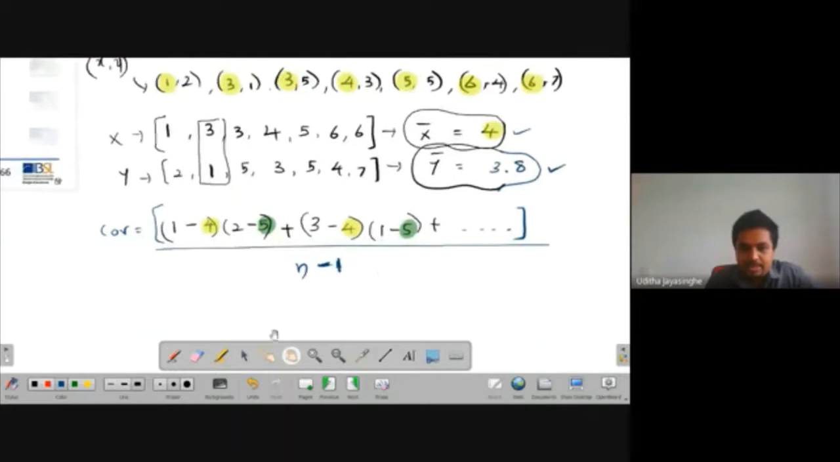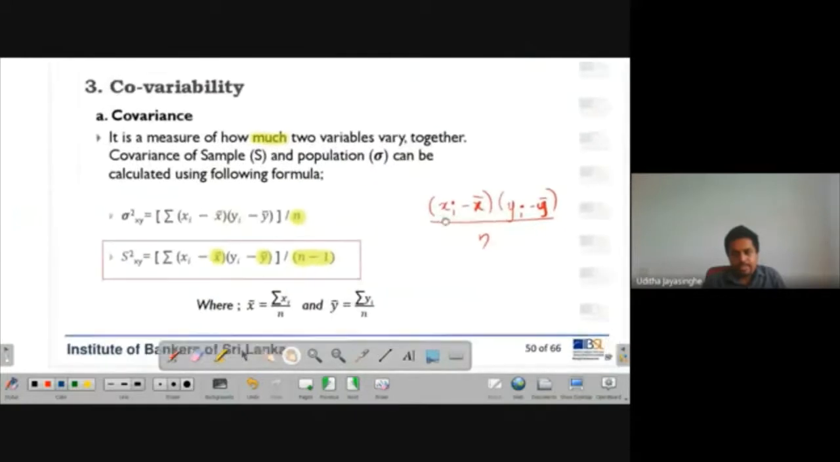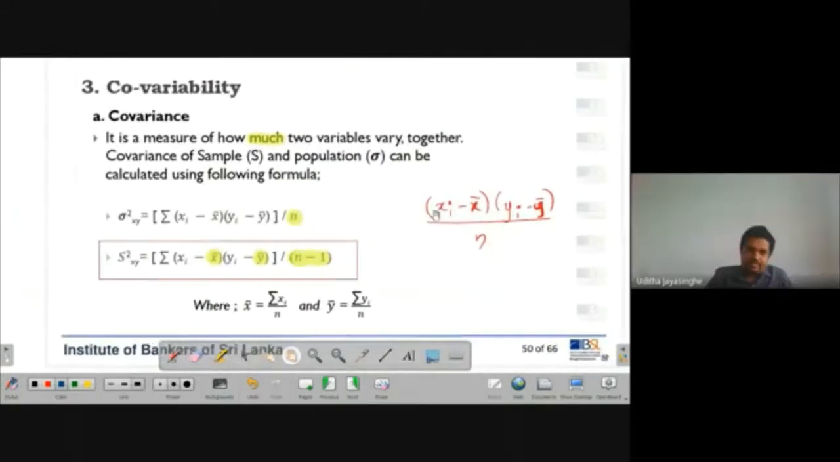So if I quickly update my equation here, instead of 5, I have to subtract 3.8. Sorry about the confusion. So it's going to be 1 minus 3.8. Likewise, you take all these values, xi minus x bar, yi minus y bar, take the summation, divide by n minus 1, and there you can calculate the covariance. It's going to be an answer.